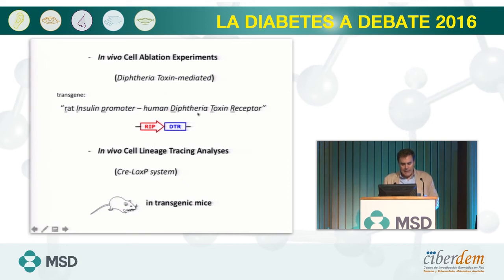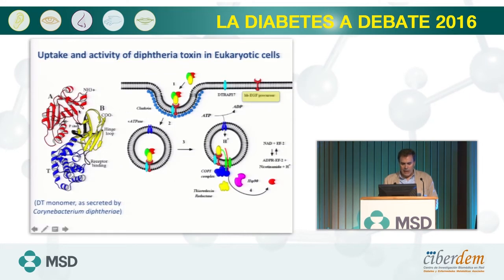in which mice in which the human receptor for the diphtheria toxin is borne by beta cells, combined with the labeling of cells to try to follow their progeny and see whether these cells can contribute to the formation of new insulin-producing cells. That was done in transgenic mice. Let me remind you how it works.